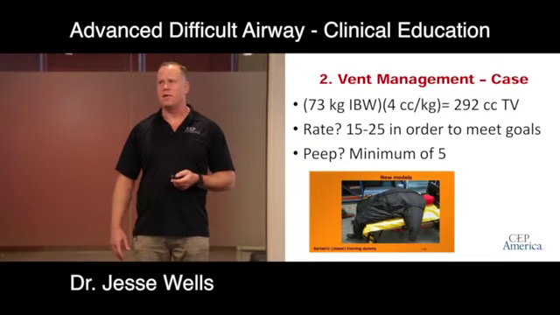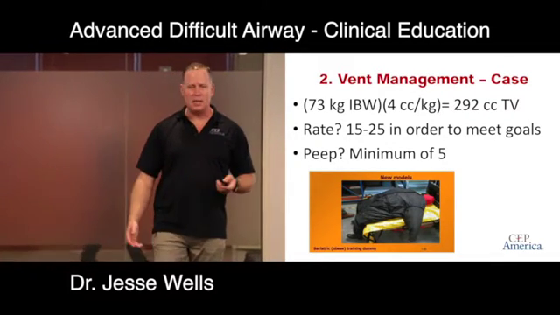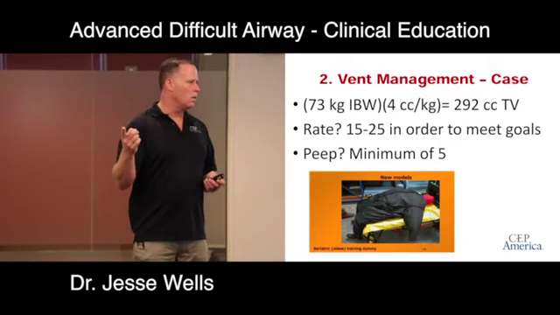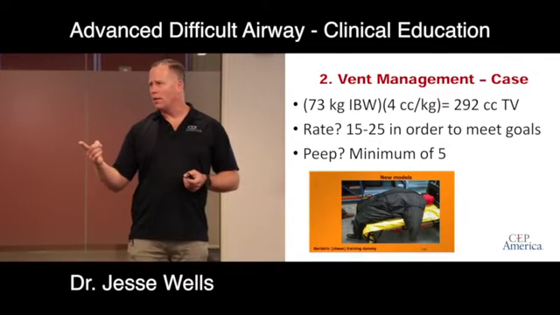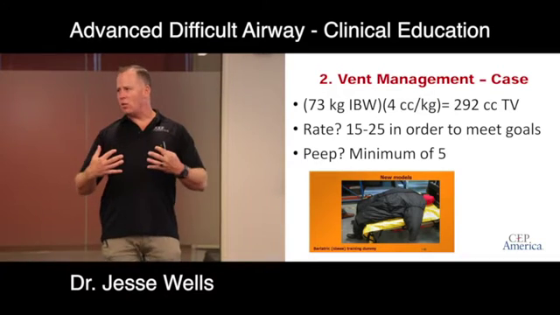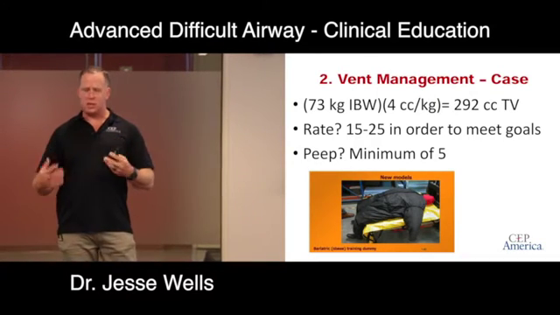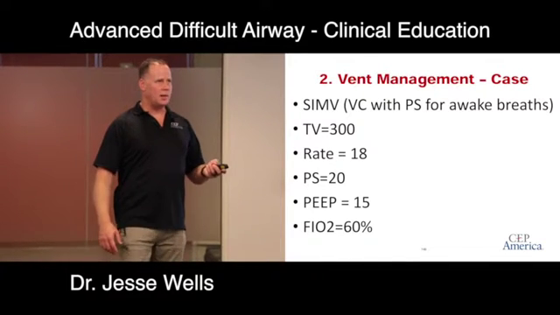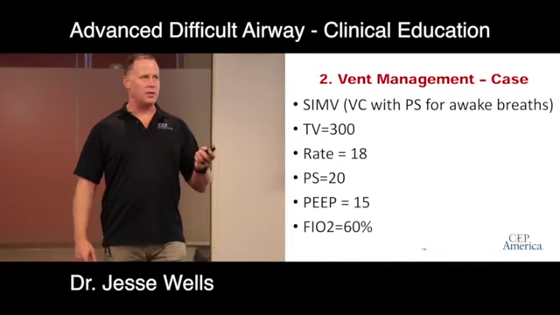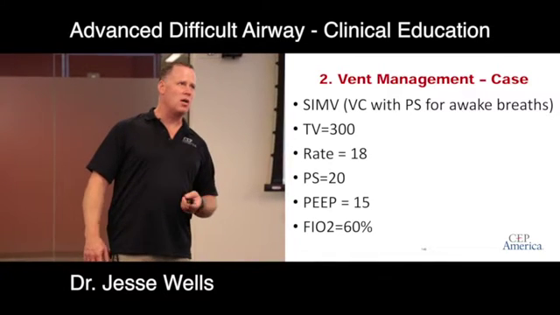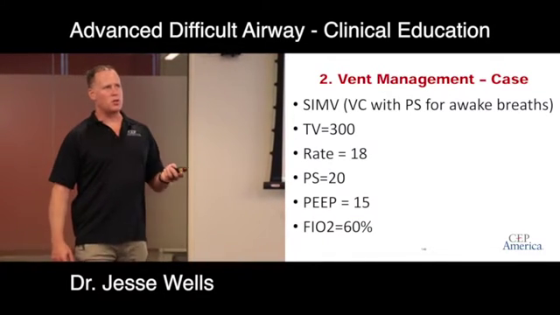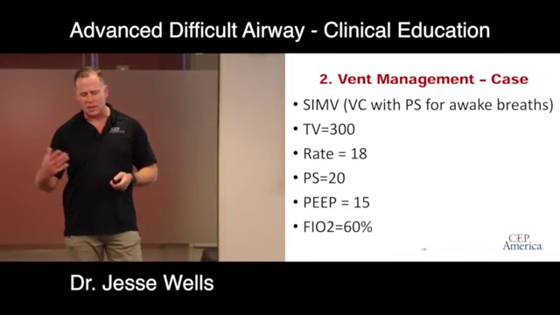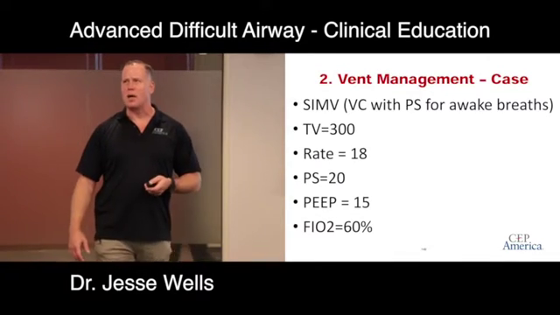So rate 12 to 25, and let's say PEEP, a minimum of 5. Would you use a PEEP of 5 on this obese patient? More, right? Because you've got the pannus, you've got that weight, you need to have more PEEP to stent their airways open. So let's say this is our initial setup. We rounded up to 300 for the tidal volume, we set a rate at 18, pressure support at 20, PEEP of 15, and FiO2 60%. He was intubated for hypercapnia, not hypoxia.